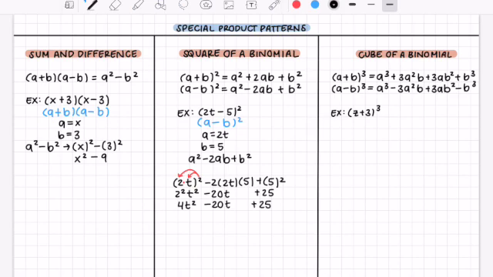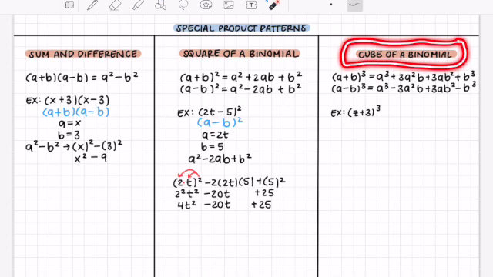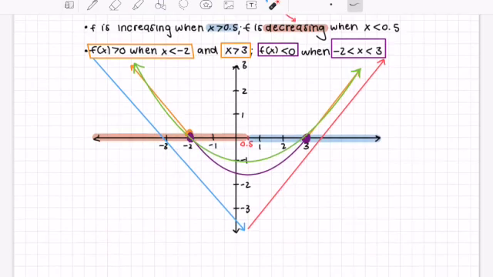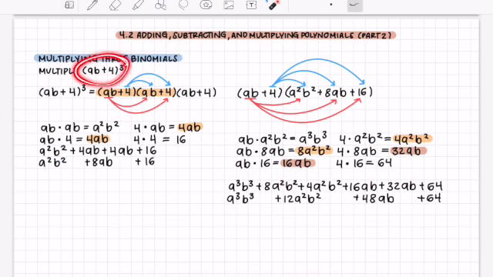Okay. On the other side, we have the last one, which is the cube of a binomial. So if we have the cube of a binomial, and let's say you have a plus b and it's cubed, just kind of like how we did over here on this problem. Right here, we had a cube situation, right?